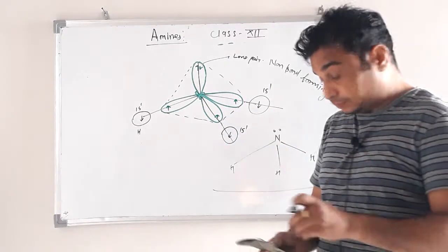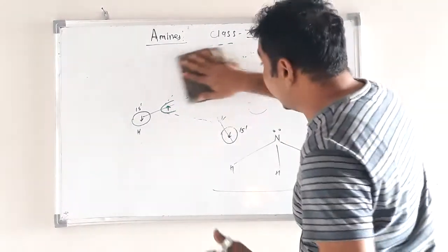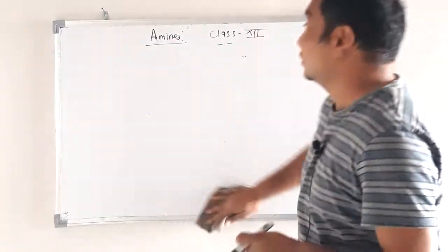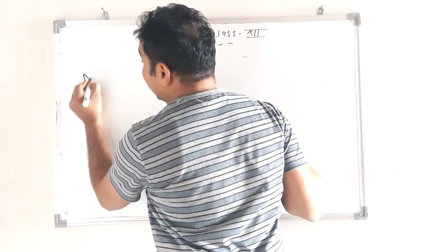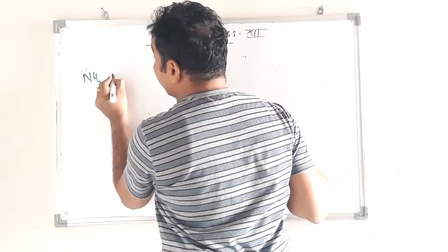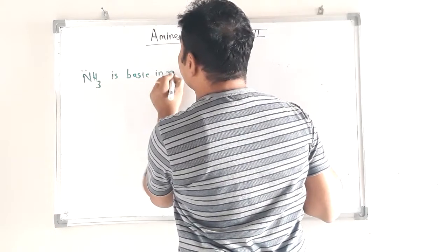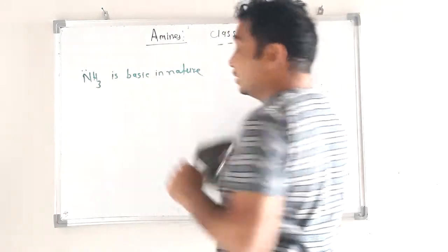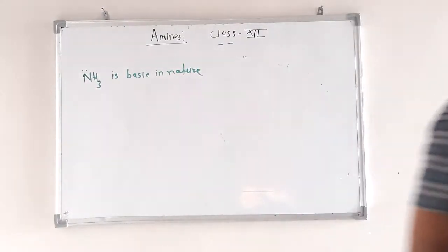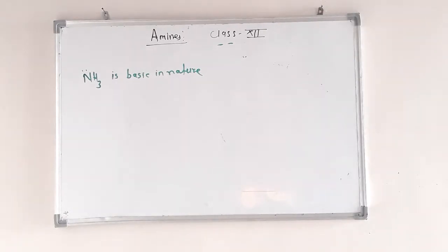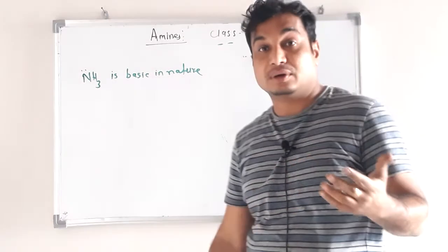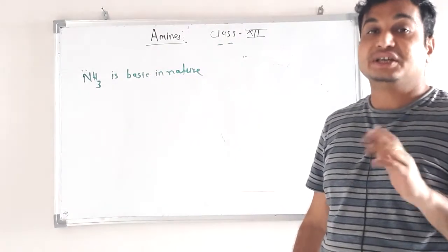Now, one thing about ammonia: it is basic in nature. Ammonia molecule is basic in nature. Why is ammonia basic in nature? Because it contains a lone pair of electrons as per the Lewis concept. According to Lewis, those compounds which are able to donate a lone pair of electrons to others are called basic in nature.